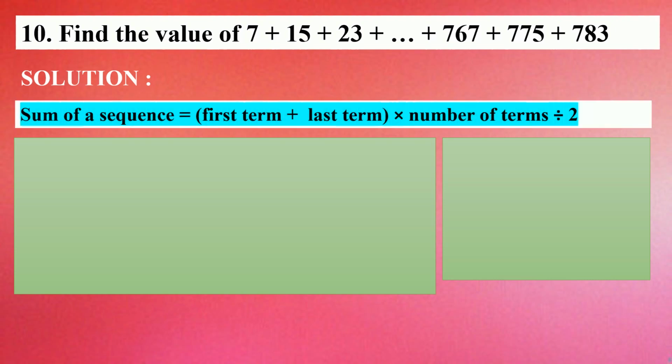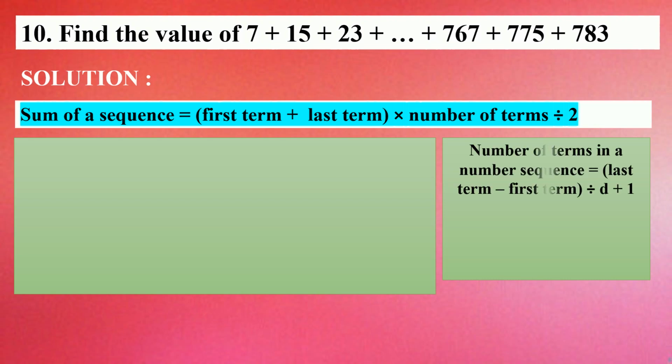Sum of the sequence is first term plus last term into number of terms divided by 2. So first step here is we need to find the number of terms. Number of terms is last term minus the first term divided by the difference plus 1. So we have the last term as 783 minus the first term, which is 7, divided by 8 plus 1. The difference is 15 minus 7 is 8, and 23 minus 15 is 8.